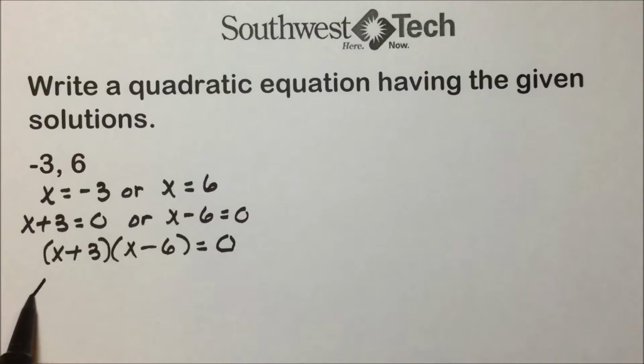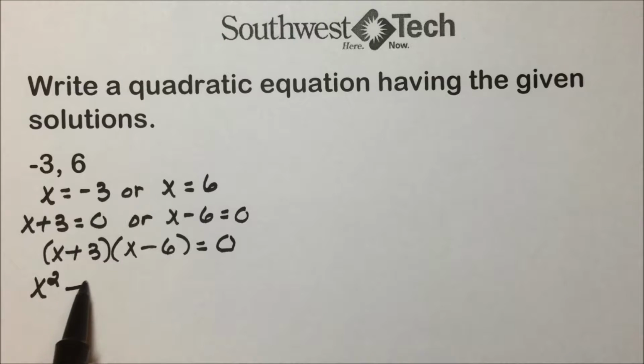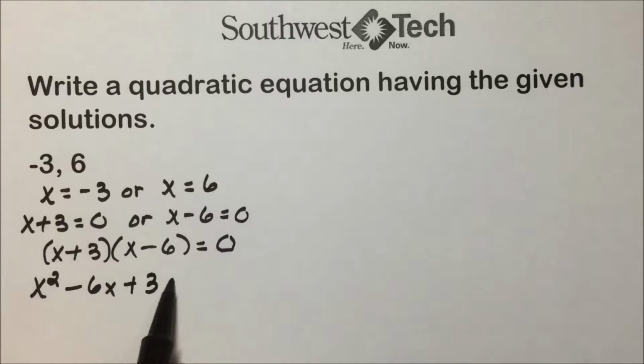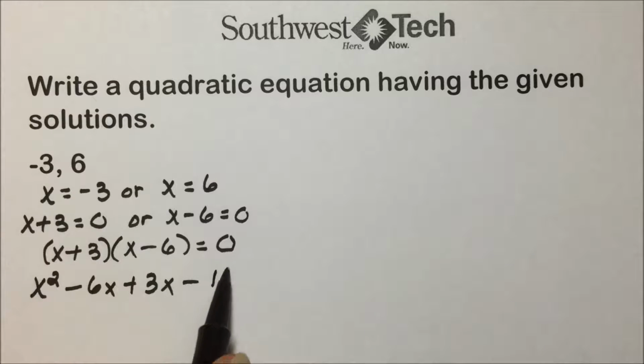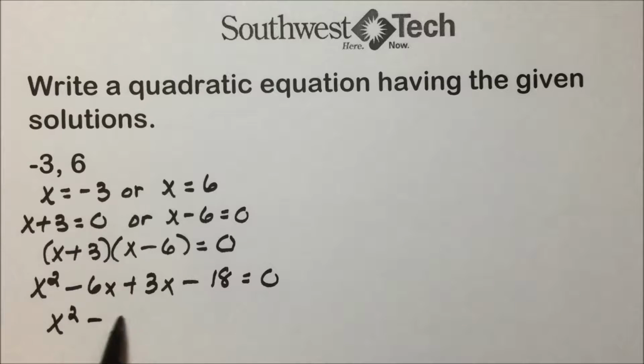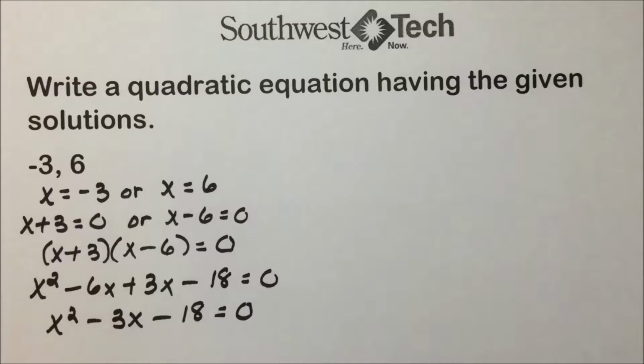Multiplying first terms together, we get an x squared. Outside term would be a -6x. Inside terms multiplied, 3x. Last terms multiplied together is a -18 is equal to 0. Simplifying this further, we have similar terms, x squared minus 3x minus 18 is equal to 0. We have our quadratic equation that resulted in those solutions.